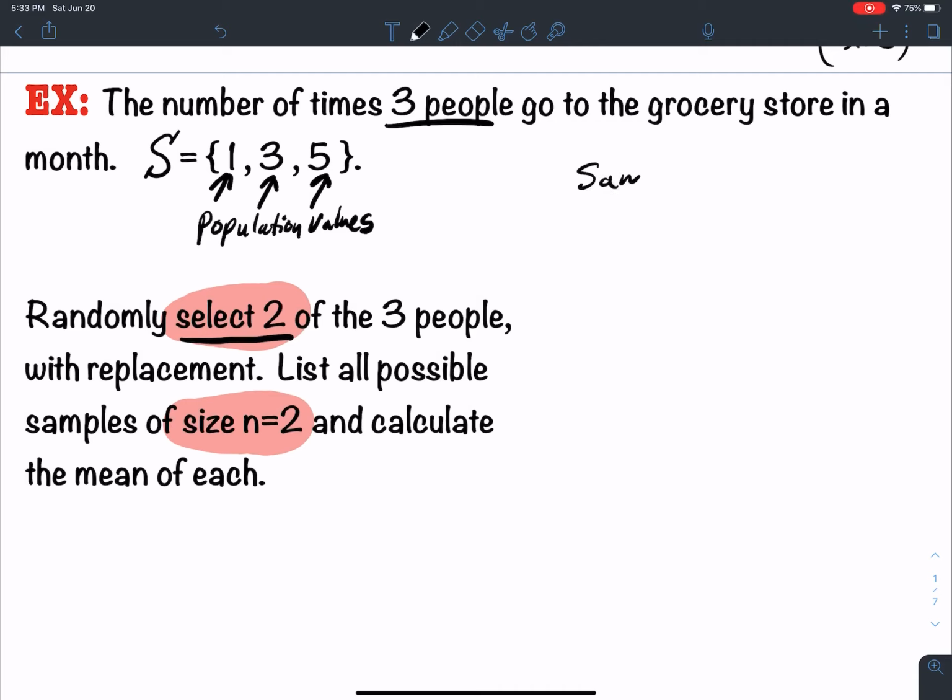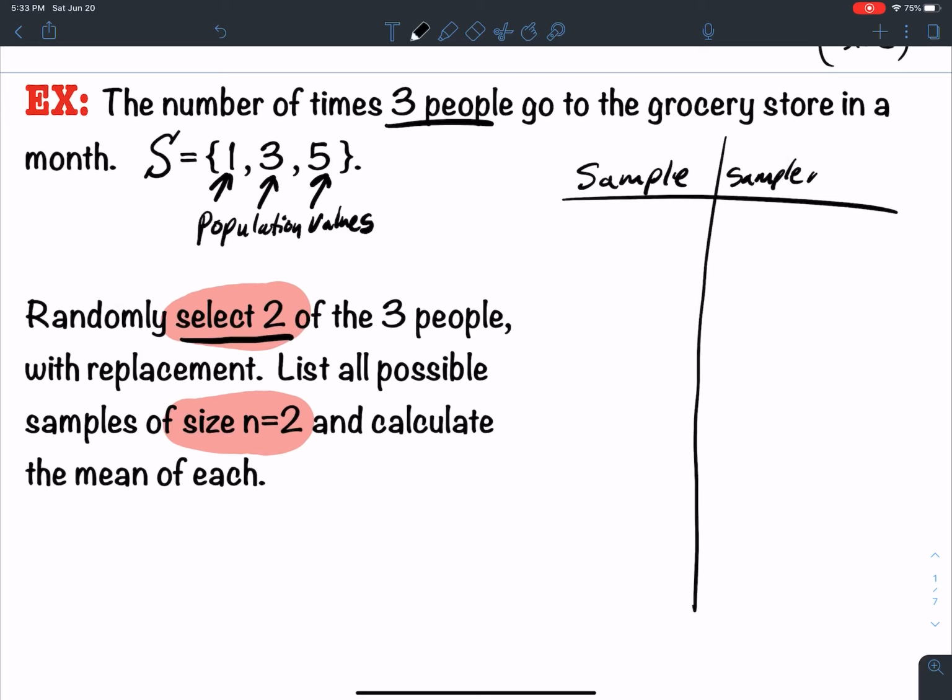So I've got my sample, and then I'm going to have my sample mean, my x bar. Okay, that's what I'm looking at, my x bar. Now, for the sample, if I pick the same person twice, I could pick the 1 both times.